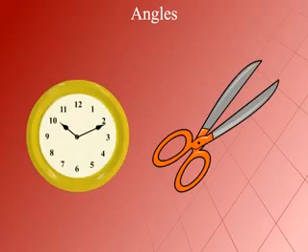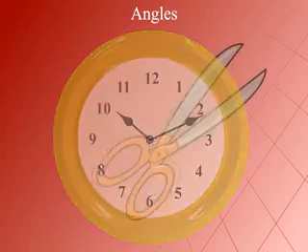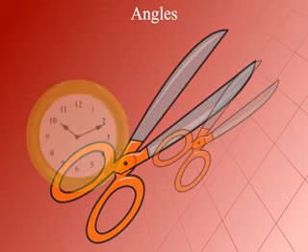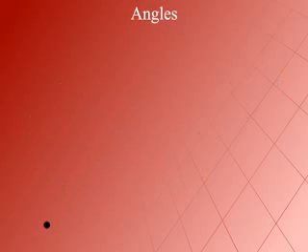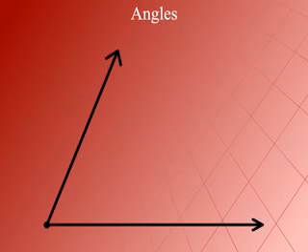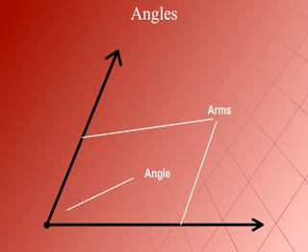Angles. You have already seen the hands of a clock and the open blades of a pair of scissors. The hands of a clock or scissors are hinged in the center, that is the initial point, and the two arms are portions of two rays having the same initial point. So, an angle is a figure formed by two rays with the same initial point. The two rays forming the angle are called arms or sides of the angle, and the common initial point is called the vertex of the angle.